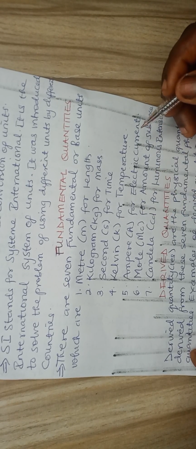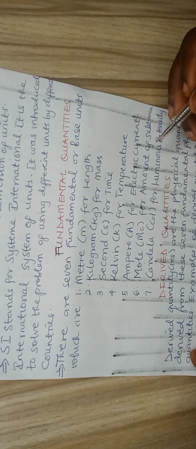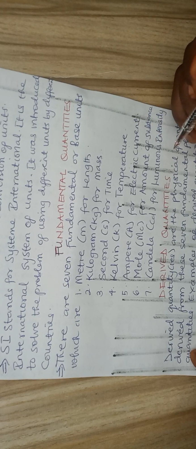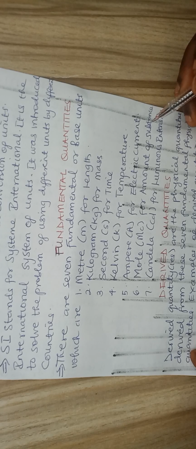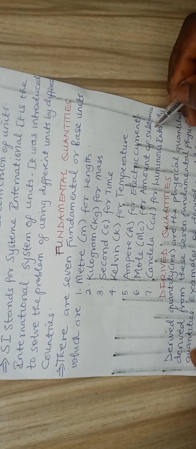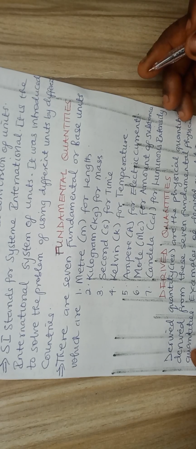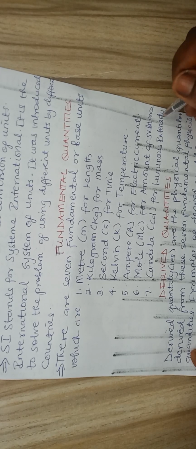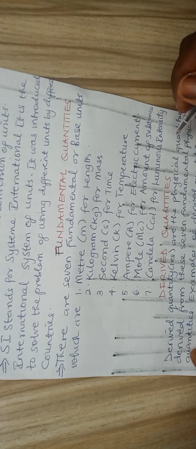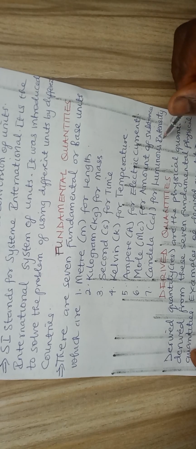The next one is the mole, and the candela, which are the last two. These last two are the new fundamental quantities. So the mole, which is MOL, is for the amount of substance. It's used to measure the amount of substance. Then the next one is the candela, that's CD, for luminous intensity. It's used to measure the intensity of light.